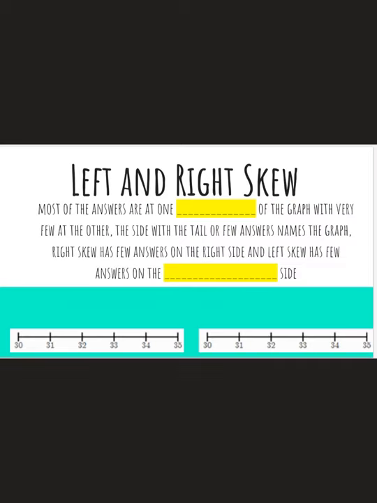All right, our next ones are left and right skew. So most of the answers are at one end of the graph, with very few at the other. So the side with the tail, or the few answers, names the graph. What we mean by that is right skew has few answers on the right side, and left skew has few answers on the left side. So I'm going to give you both examples. I'll put the right example here and the left example here.